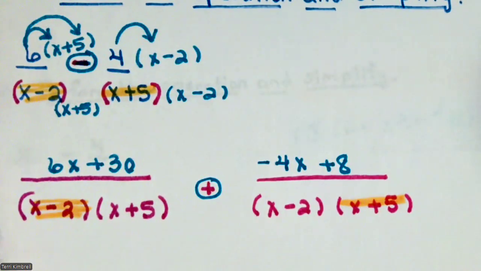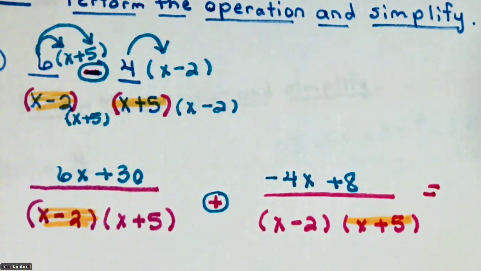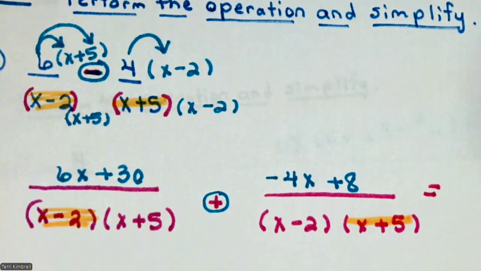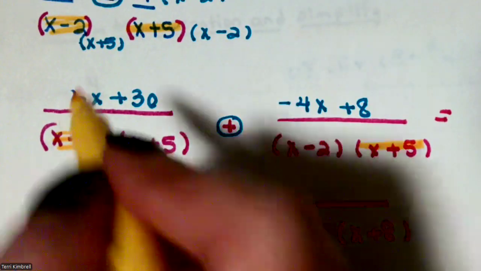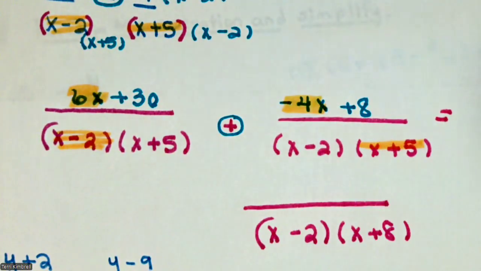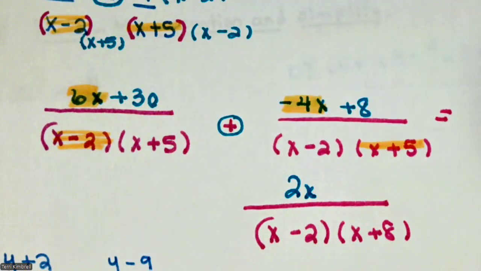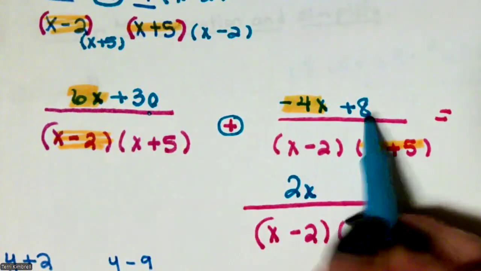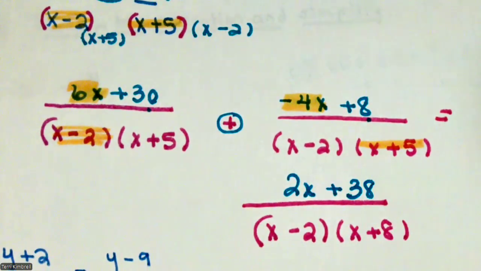So now I have the same denominator. So I'm going to bring that x minus 2, x plus 8, and that's going to stay the same. And I'm going to put together my like terms in the numerator. So I have a 6x plus a negative 4x. That's going to be a 2x. And then I have 30 plus 8, which is 38.